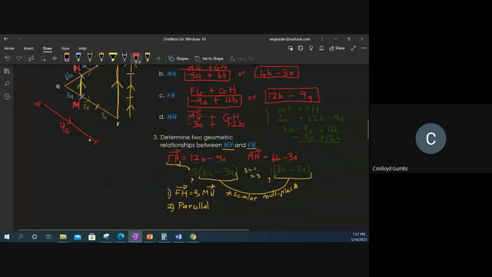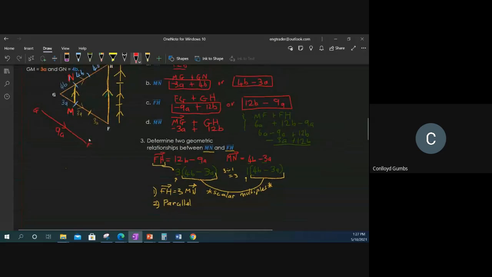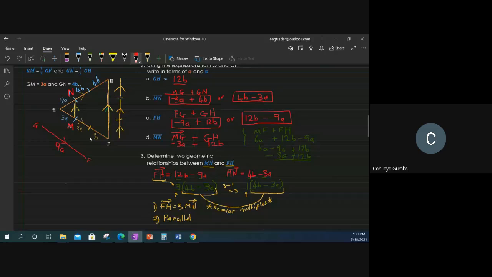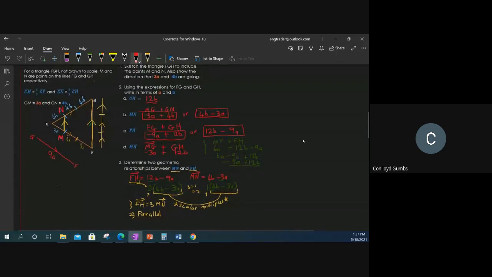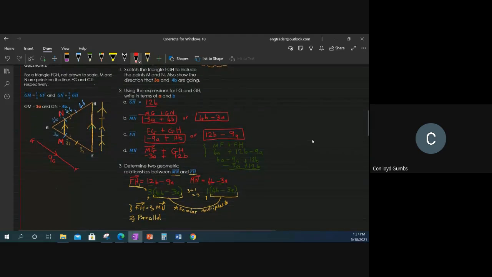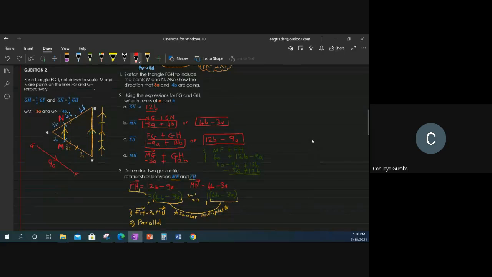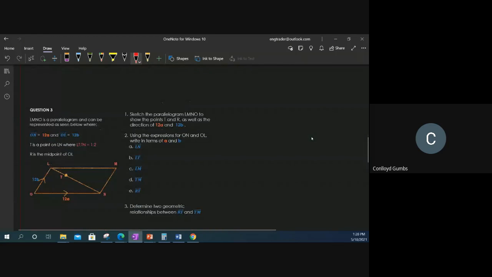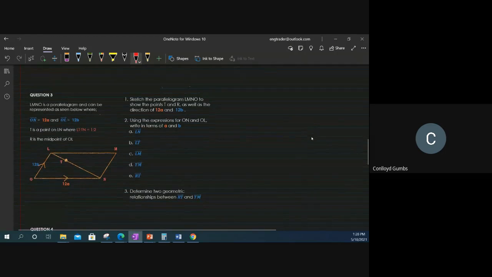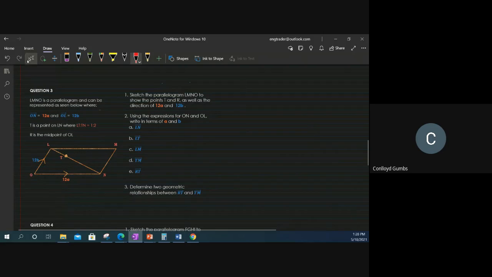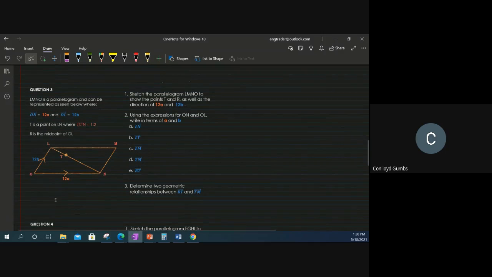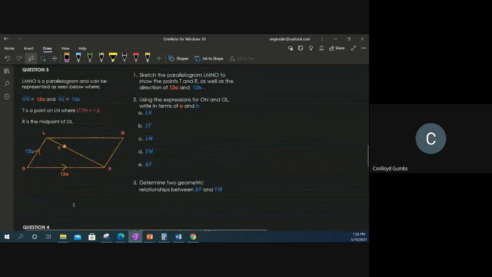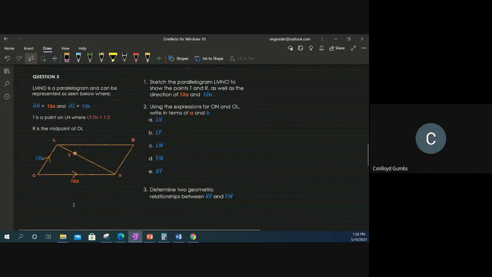The next format would be a parallelogram. I'll let you take a picture of this if you didn't have it, and then we'll check the parallelogram one. All right, so let's try a parallelogram. Look at this one. We'll go through this one together, then I'll give you one to try.